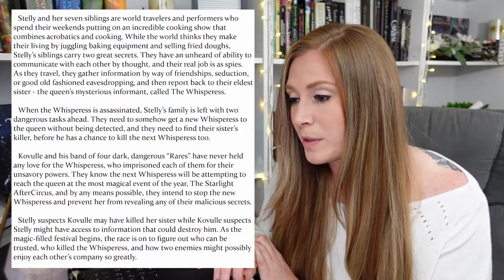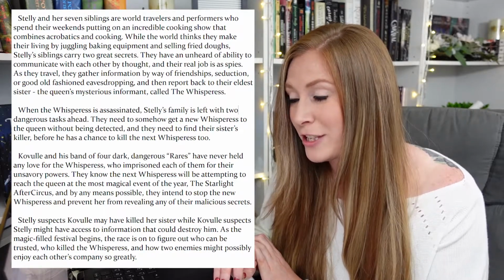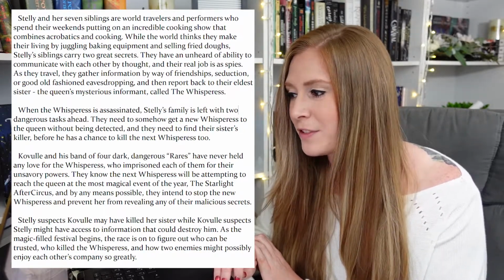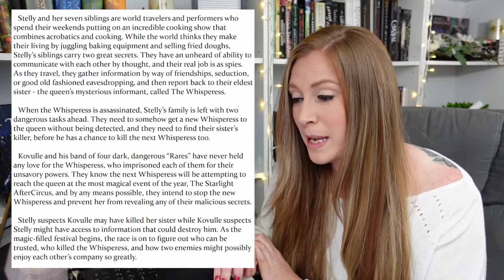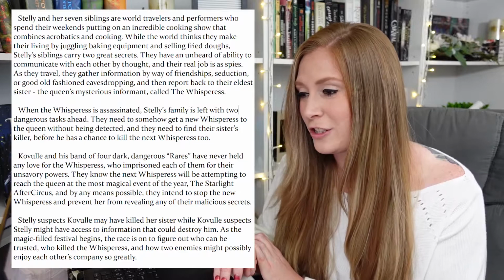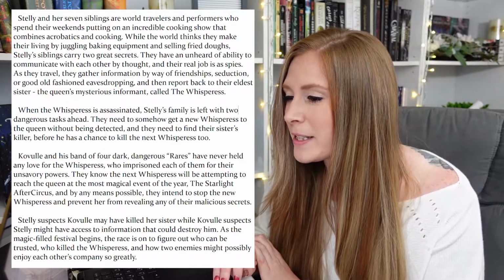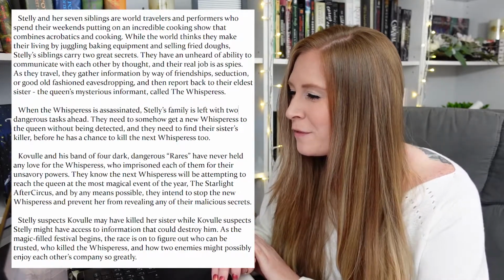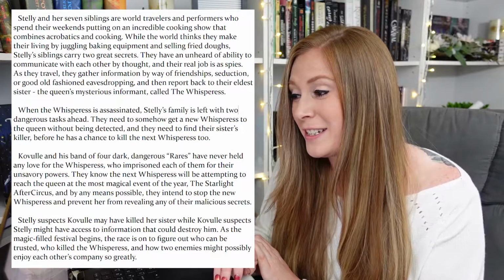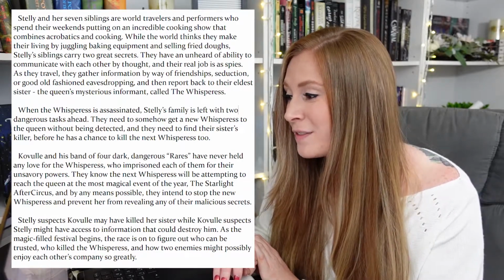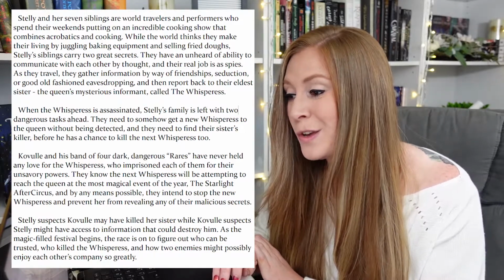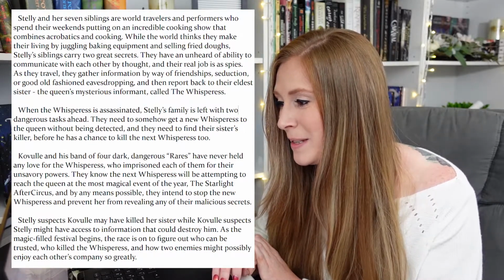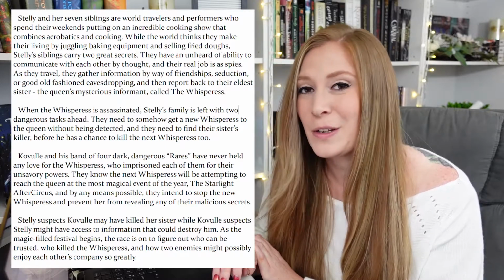They know the next Whisperess will be attempting to reach the Queen at the most magical event of the year, the Starlight After Circus, and by any means possible, they intend to stop the new Whisperess and prevent her from revealing any of their malicious secrets. Stelly suspects Kovul may have killed her sister, while Kovul suspects Stelly may have information that could destroy him. As the magic-filled festival begins, the race is on to figure out who can be trusted, who killed the Whisperess, and how 2 enemies might possibly enjoy each other's company so greatly.